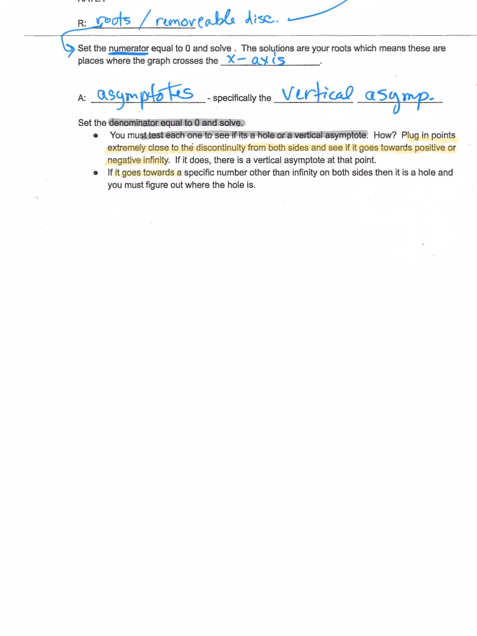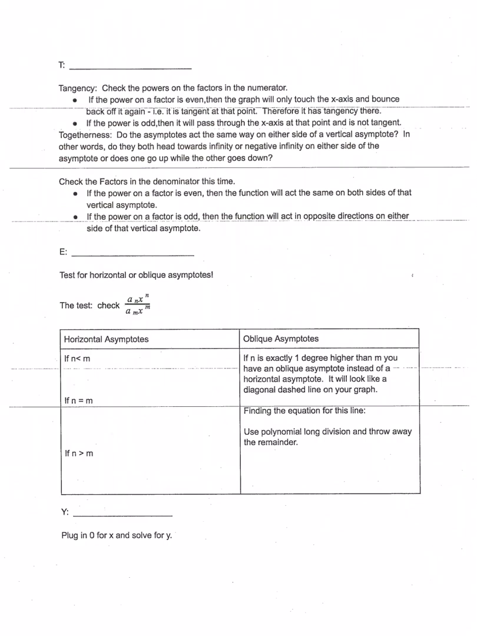So if it goes towards a specific number other than infinity on both sides, it's a hole, and you figure out where the hole is. Read what I said earlier. Okay? So is anybody confused so far? I'm going to go through all the steps, and then we're going to do a bunch of examples, and you'll get the entire process. All right.